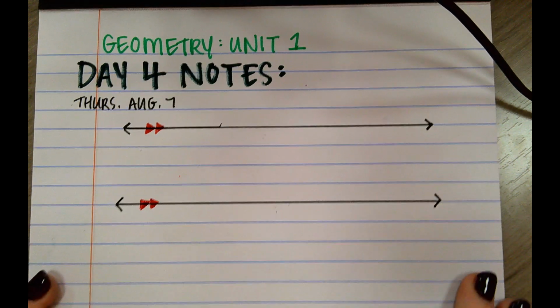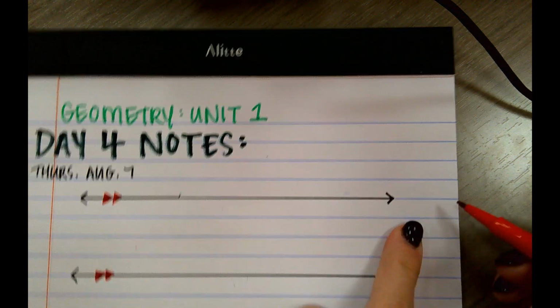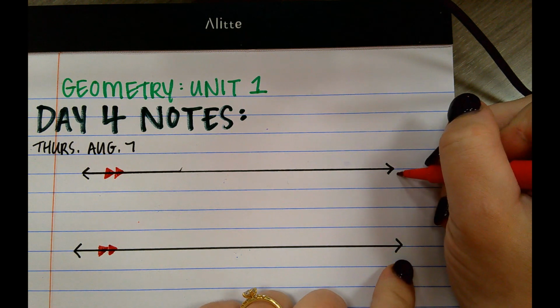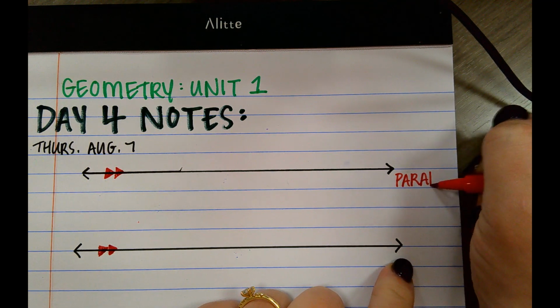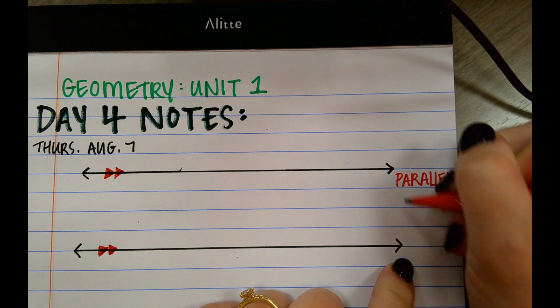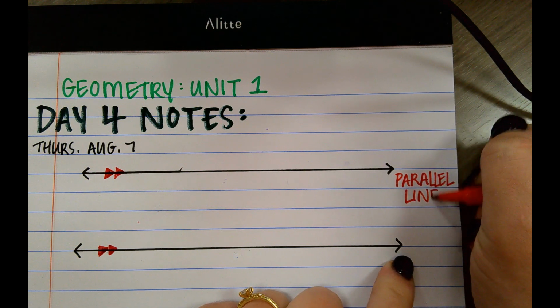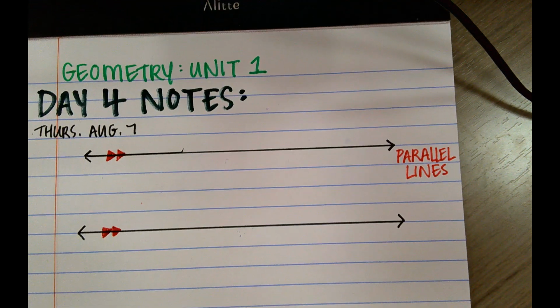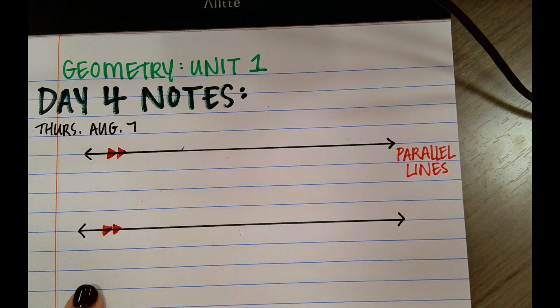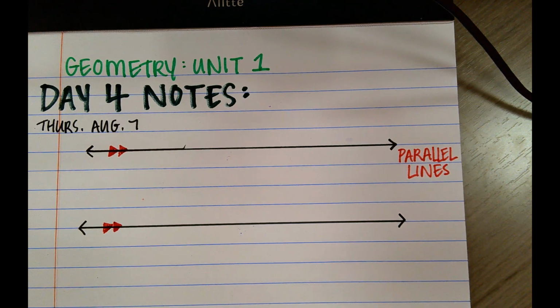So I want to write over to the side parallel, P-A-R-A-L-L-E-L, parallel lines. And they never cross, they're going at the same angle. And this is the symbol to show they are parallel. Parallel lines will always have these little triangles or little extra arrows on either of them.